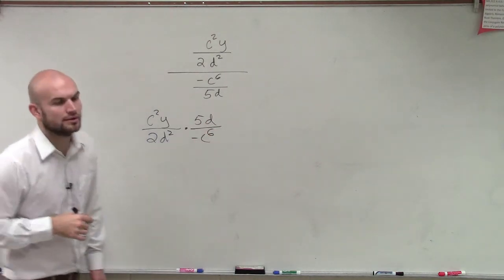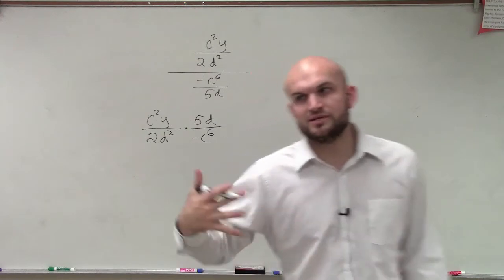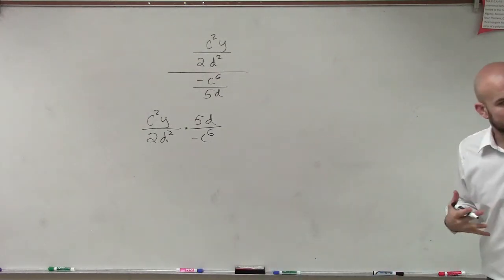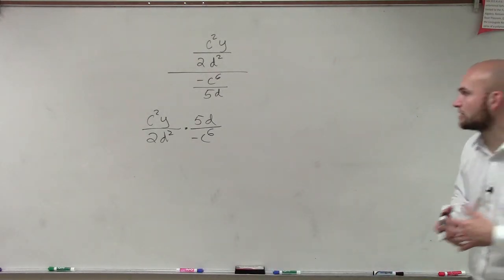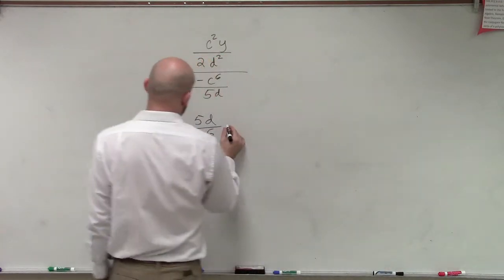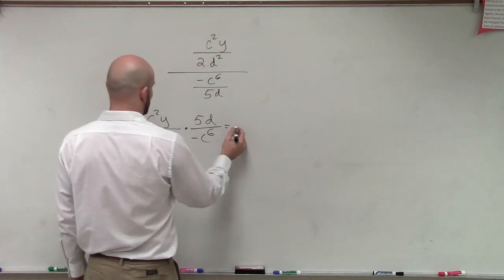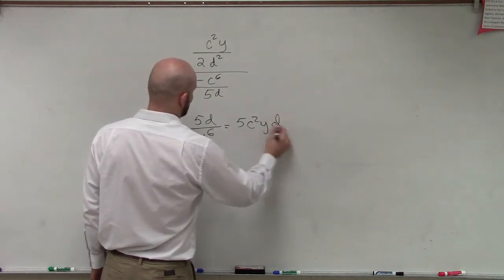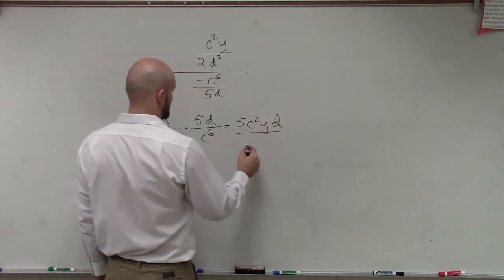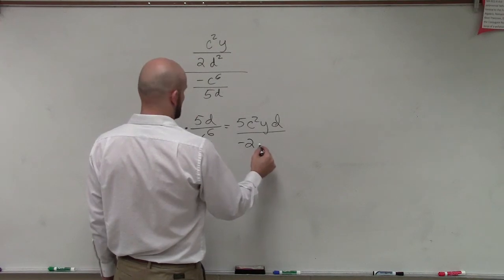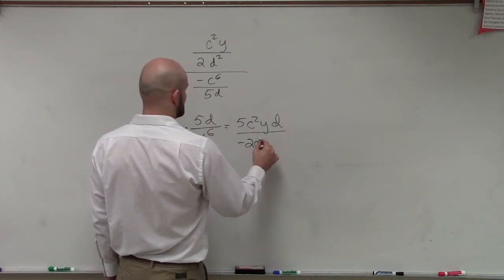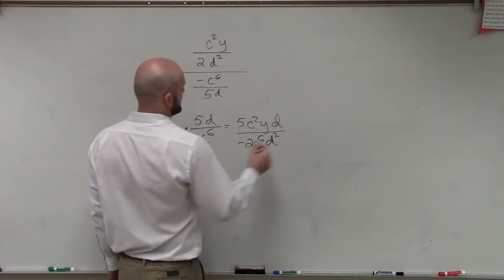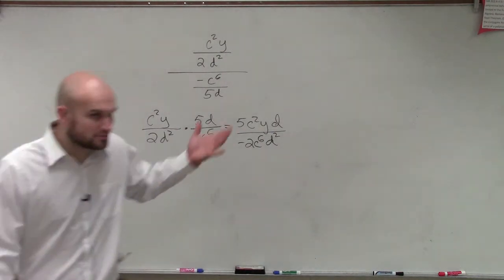the 6th power. Now, what I'll simply go ahead and do is multiply across, right? Because that's how I multiply my fractions, by multiplying across. Therefore, by multiplying across, what I'll have is 5c squared y d divided by negative 2 c to the 6th d squared. Okay, now you might say, oh, we're done, we're good.